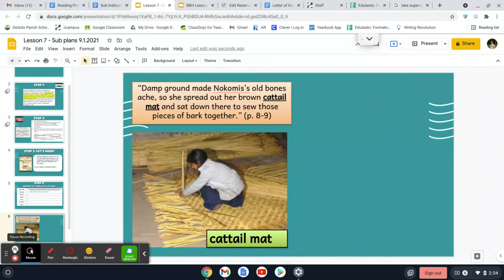Okay, if you look up at the board real quick, you can see an example of what a cattail mat looks like. So they're taking the bark off of the trees, and we know they're making their shelter out of it, the birchbark house, obviously. So here, this is not Nokomis, of course, but this is an example of what a cattail mat looks like. You see how they weave it together, kind of like a fabric almost. Okay, we're at the top of 9.